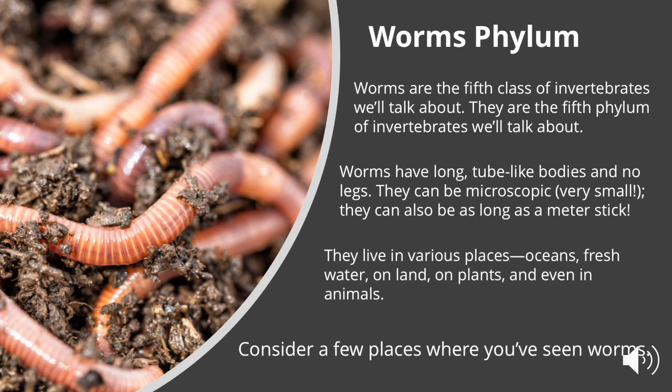They live in a variety of places. They live in the ocean. They live in fresh water. They live on land. They live on plants. You've probably seen a worm on a plant at some point eating some leaves, that even potentially turns into a beautiful butterfly. And even in animals, I would say, and even in humans. Of course, humans are an animal in that sense.